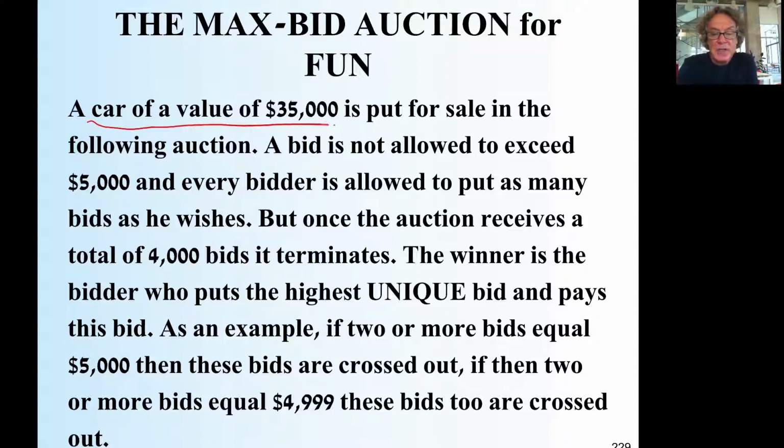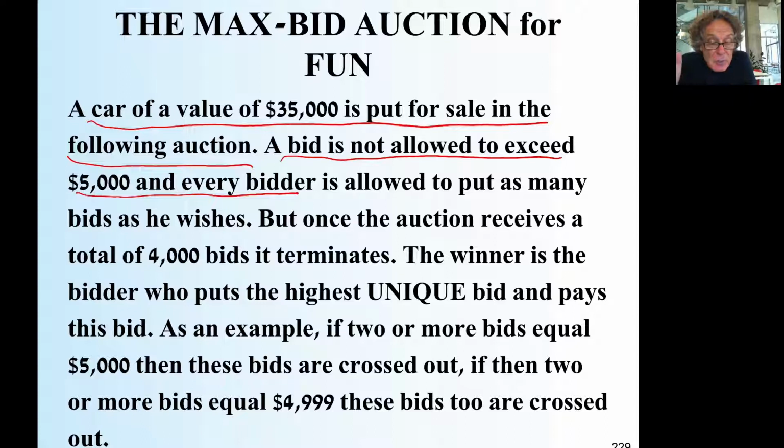A car of a value of $35,000 is put for sale in the following auction. So first of all, the value of the car is $35,000. Let's assume, if it's not in the US, if you don't like the car, you get $35,000. A bid is not allowed to exceed $5,000. So you cannot put a bid higher than $5,000. If you win, you pay at most $5,000 and you get $35,000. A bidder is allowed to put as many bids as he or she wishes, but once the auction receives a total of 4,000 bids, we stop it. It terminates.